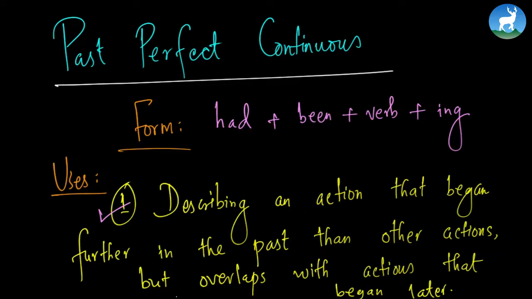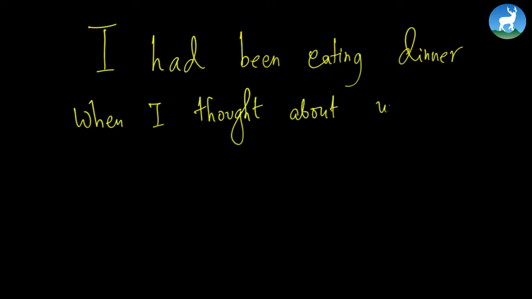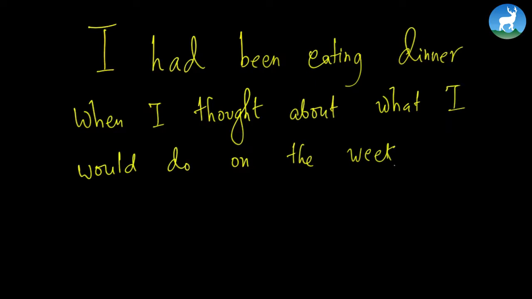So if this sounds too confusing, let me give you one example. This use is a little complicated. So I need to first write an example. Here's an example. I had been eating dinner when I thought about what I would do on the weekend. Now imagine you began to eat dinner, and then while you were eating, you began to think about what you would do on the weekend.